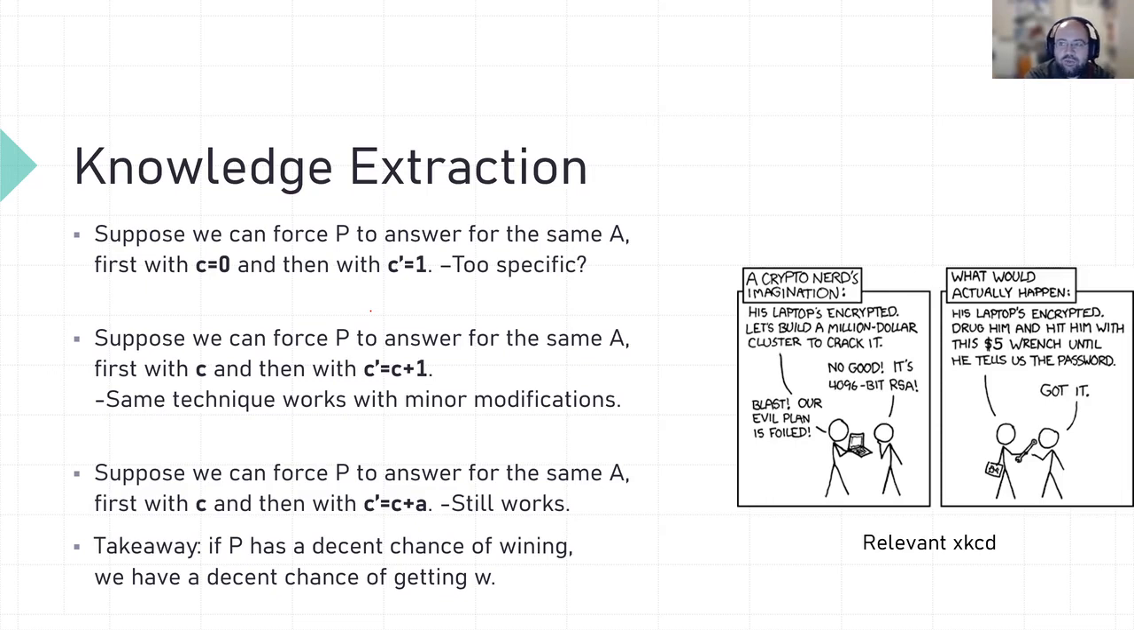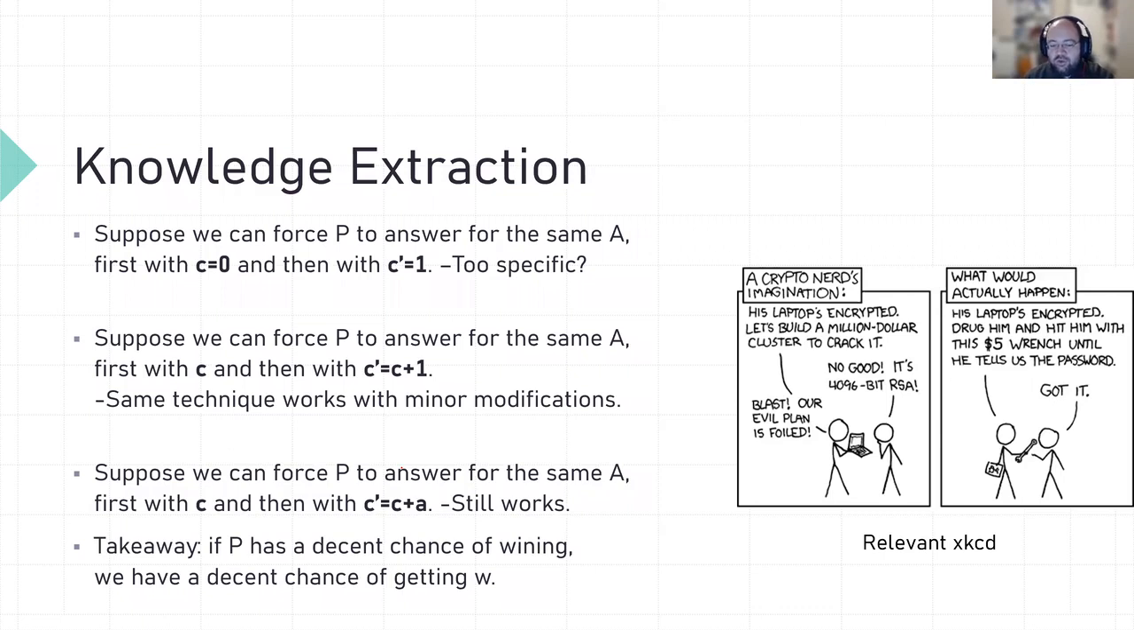And if we play around with the math a bit more, we could actually change this technique we saw so that if a prover can answer any challenge C and any other challenge that is not C plus 1, now it's C plus A, where A is some arbitrary value, then we can still use a calculation to get the witness. Then what that means? Well, that means that anybody who can answer two different challenges has a way to produce the witness. And that means they cannot be cheating.